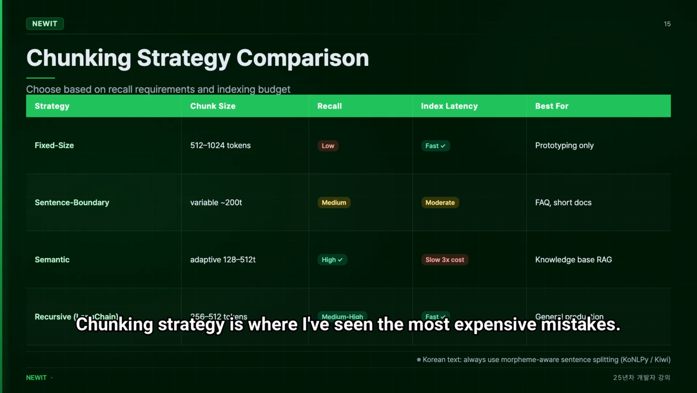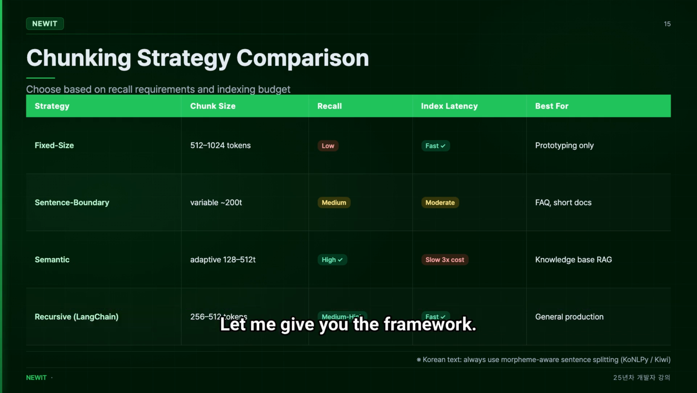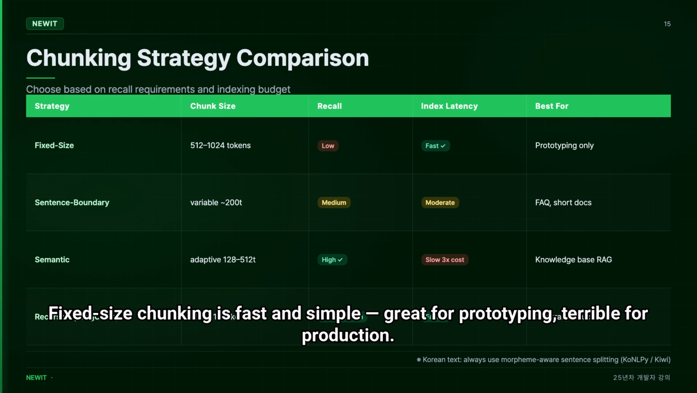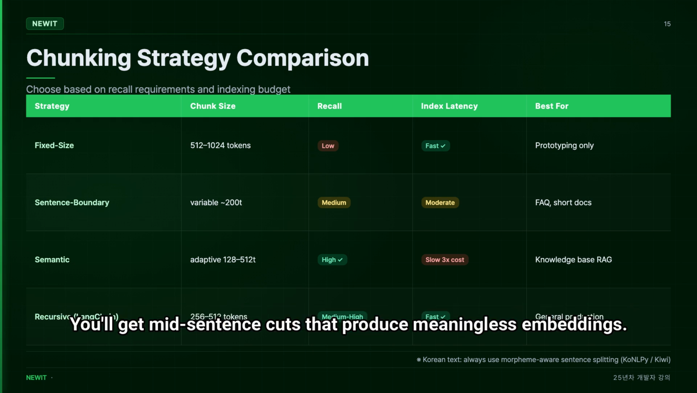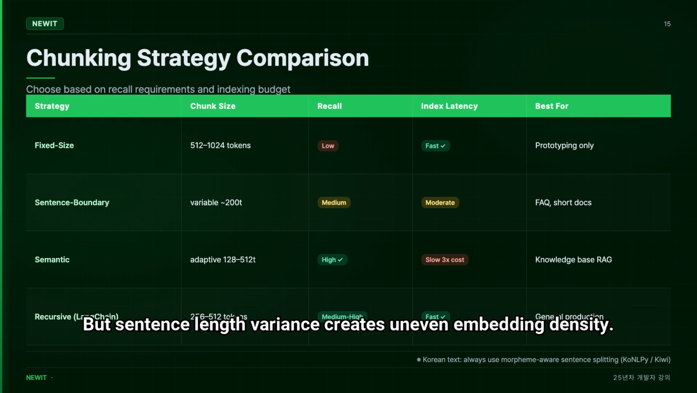Chunking strategy is where I've seen the most expensive mistakes. Engineers spend weeks tuning embedding models and re-rankers, while completely ignoring that their 1024 token fixed chunks are the root cause of poor recall. Let me give you the framework. Fixed size chunking is fast and simple, great for prototyping, terrible for production. You'll get mid-sentence cuts that produce meaningless embeddings. Sentence boundary chunking is better. At least your chunks are semantically complete units, but sentence length variance creates uneven embedding density.